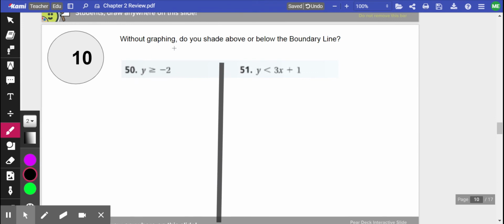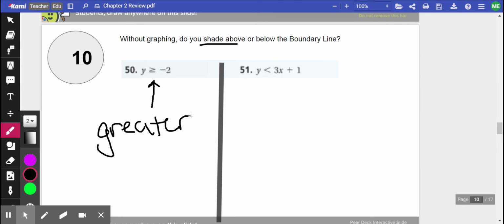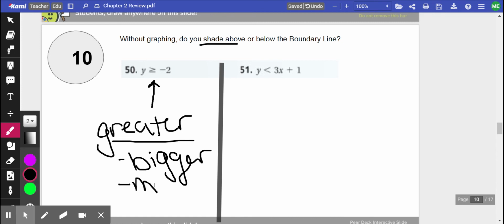After you figure out your boundary lines, we have to figure out how we're going to shade. So if I look at number 50 again, we see that it says it's greater than or equal to. The only part of this that tells me where to shade is the greater than part. When we think about greater than, we think about numbers that are bigger or numbers that are more. So a shortcut to remember: greater means we're going to shade above our line, okay?